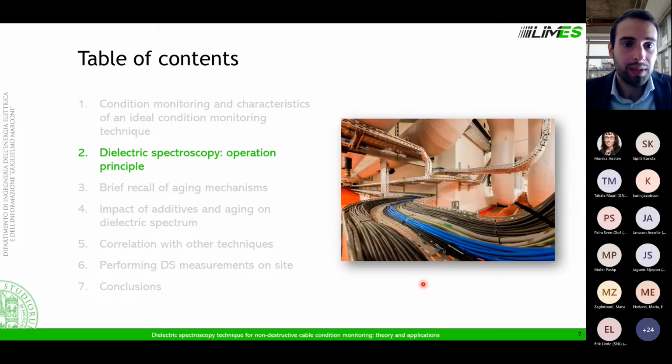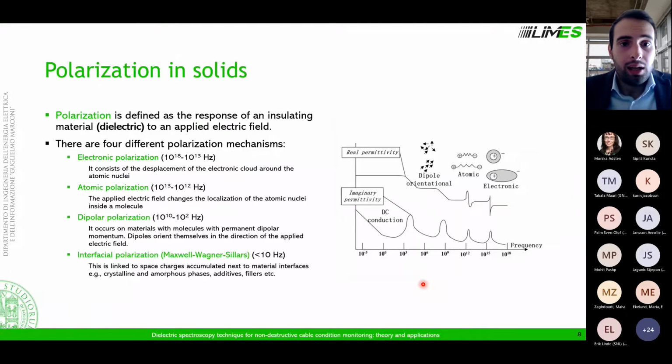So this being said, let's move on to the operation principle. The operation principle at the basis of the dielectric spectroscopy technique is the polarization. The polarization is defined as the response of the insulating material, the dielectric material, to an external applied electric field. This electric field can have different frequencies, and depending on the frequencies of the applied electric field, we can have 4 different polarization mechanisms.